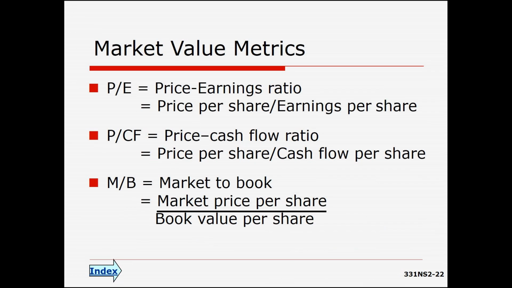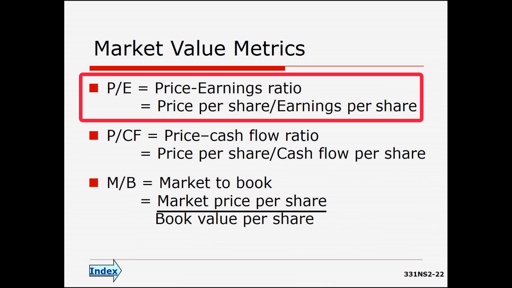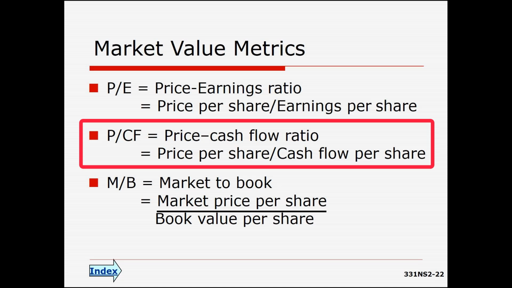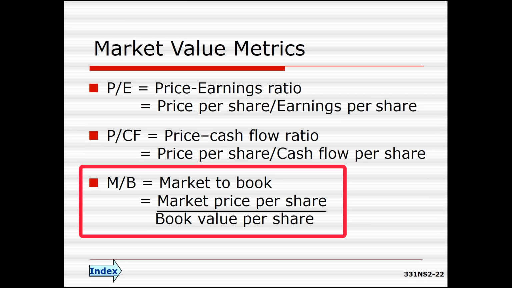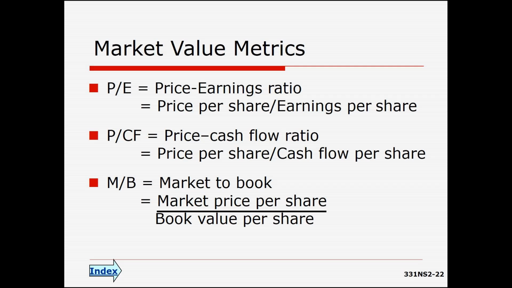To give some intuition to these market value ratios, P/E ratio measures how much investors are willing to pay for $1 of earnings. Price to cash flow measures how much investors are willing to pay for a dollar of cash flow. This ratio may be used by firms who are not generating a positive income. Market to book measures how much investors are willing to pay for $1 of book value. Higher is better for these ratios. P/E ratio in particular is driven by investors' perception of expected growth.